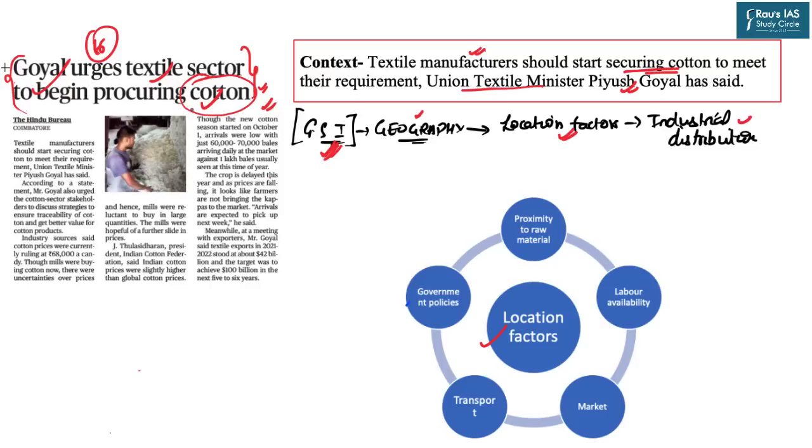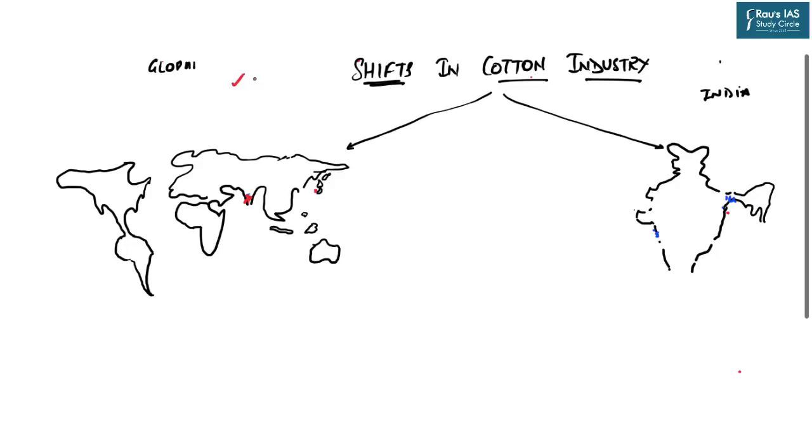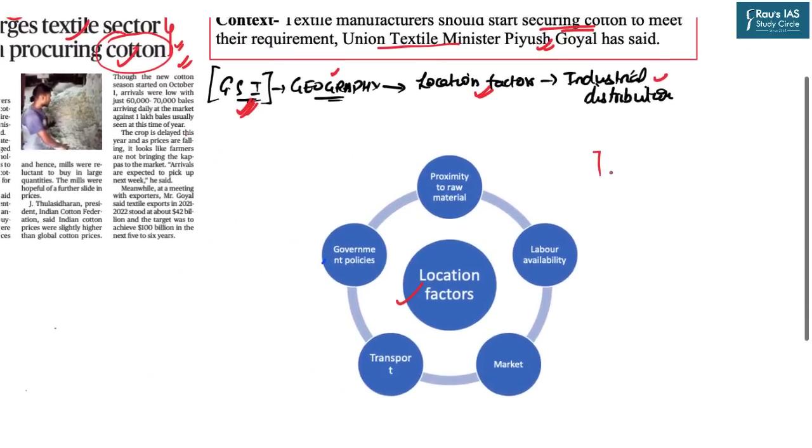In the second part of this session, you will come to know that if you understand all these locational factors in detail, you can easily come up with the reasons responsible for various shifts in the cotton textile industries. So, we will also discuss the shifts in the cotton textile industries from the global as well as Indian perspective. So, in this line, let us begin our discussion.